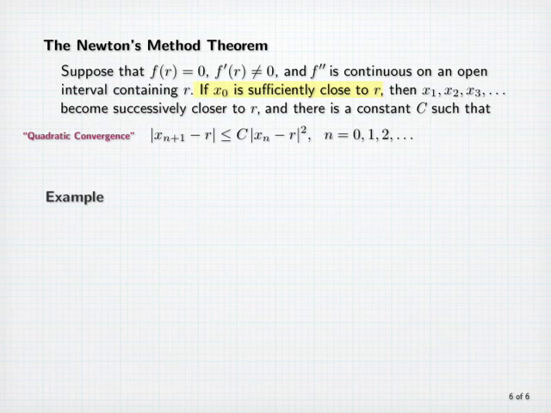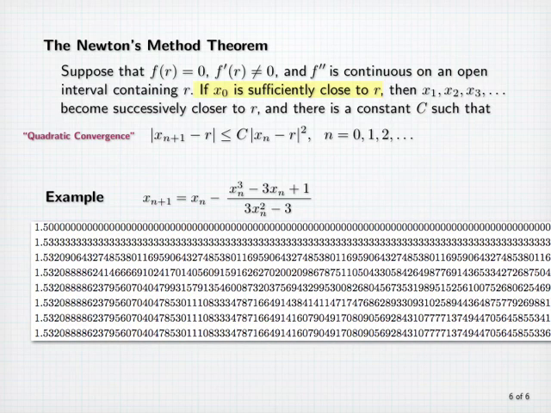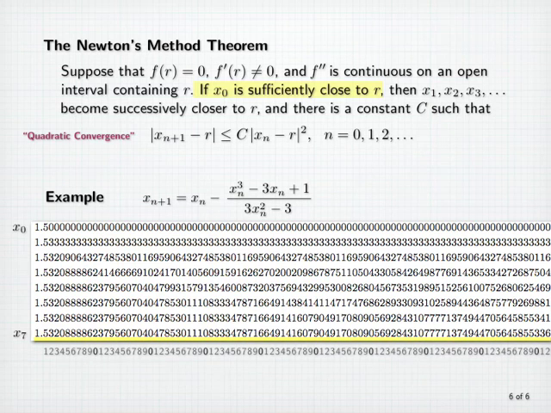Let's look at an example to see how this works. The Newton formula here, which we would use for finding a zero of the cubic polynomial x cubed minus 3x plus 1, produces this table of numbers, starting with an initial guess of 1.5. Here the calculations were done with 100 significant digits, and each of these numbers is shown out to the 92nd decimal place. The last number here, x7, is actually accurate to all the digits shown.